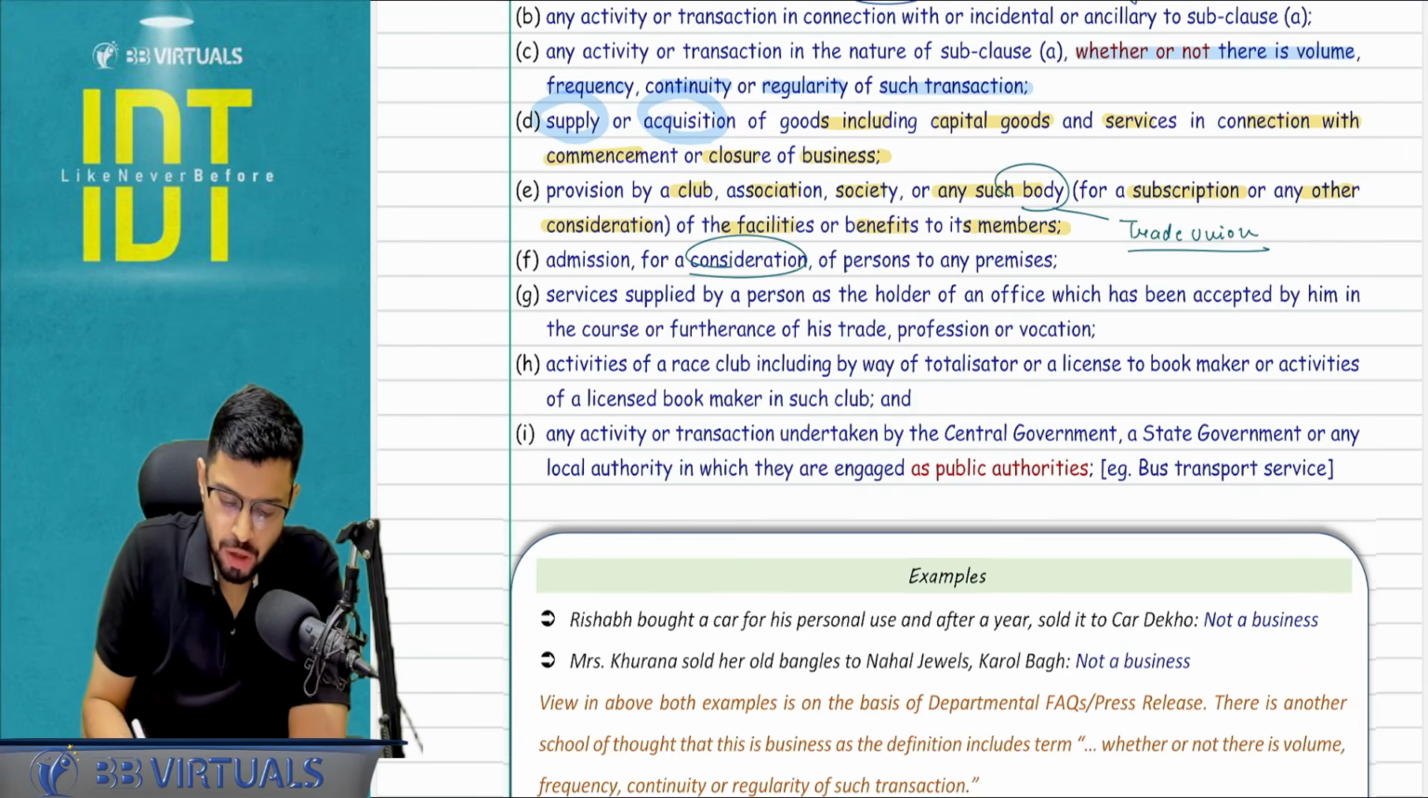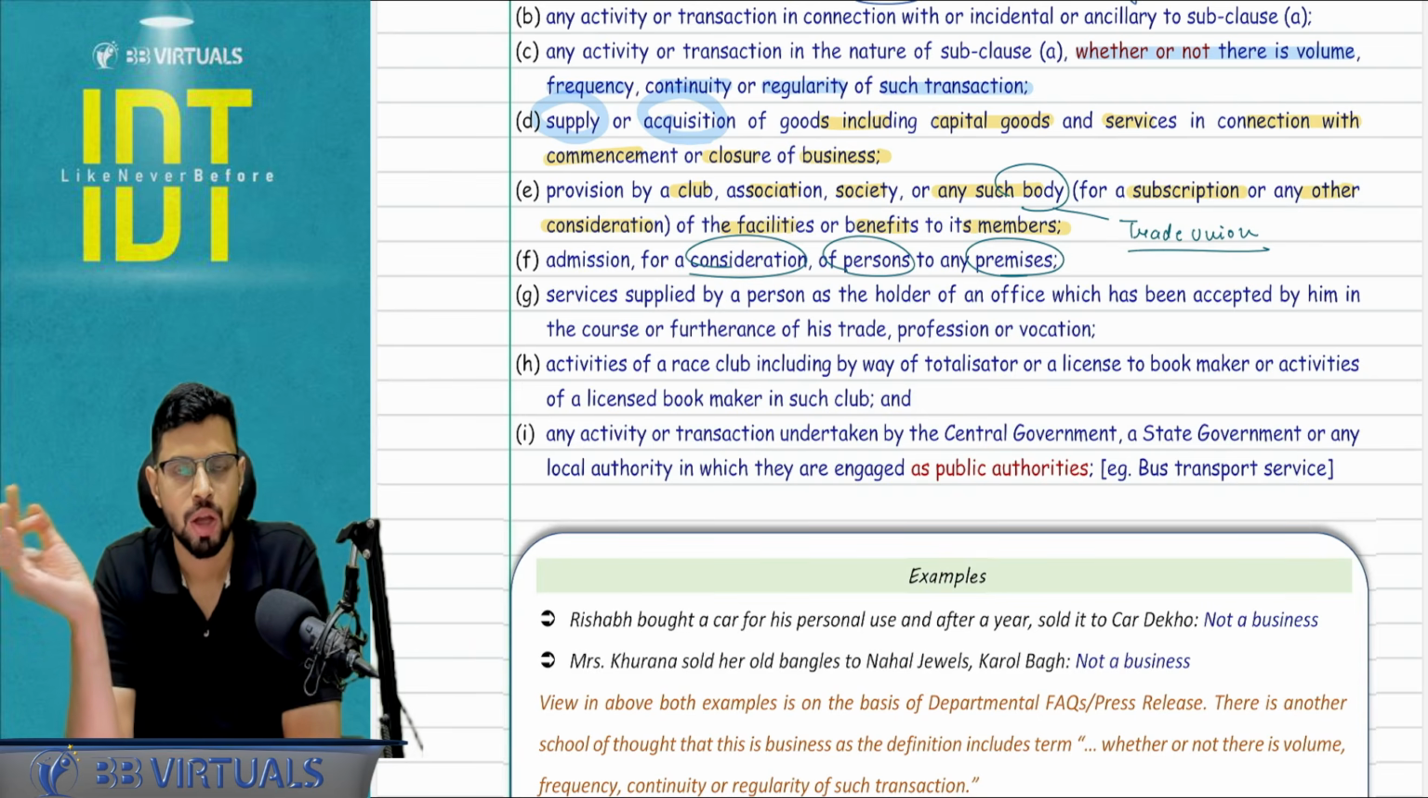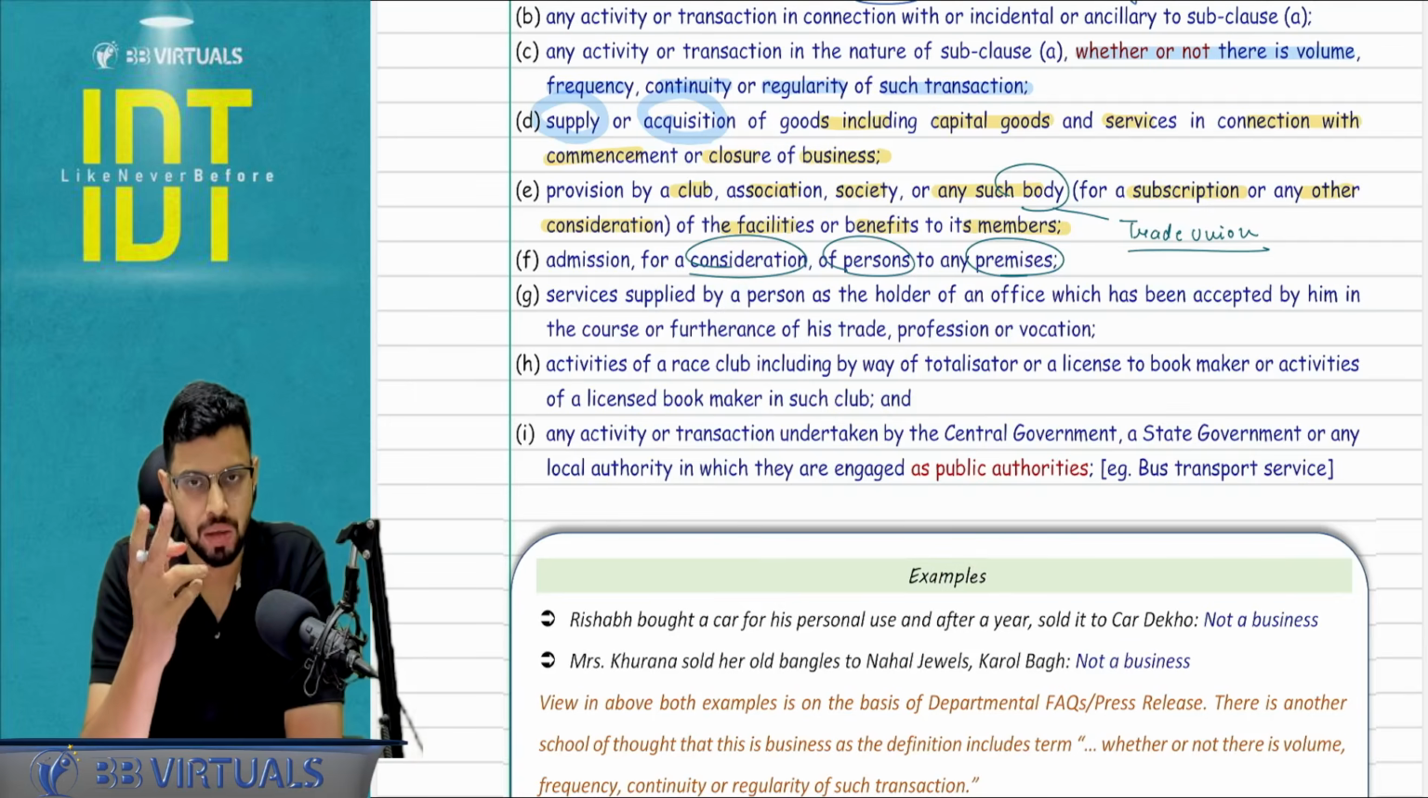Admission for consideration of persons to any premises. You buy entry ticket to visit a show. You buy entry ticket to visit a water park. It is a business.